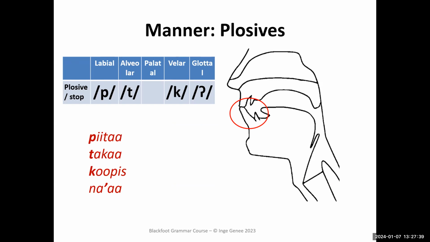How speech sounds are made is labeled on the left side of the phonetic chart from top to bottom, and this is called manner of articulation. Plosives or stops are sounds that are made by stopping the flow of air coming out of the lungs and then releasing it, which makes a little popping noise. The picture is for the P, as in pita, but we also have T, as in taka, K, as in kuopis, and glottal stop, as in na'a.